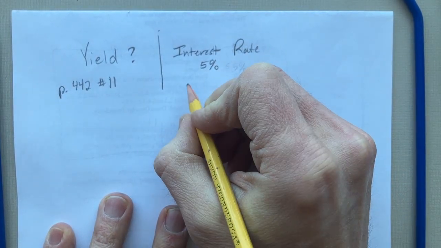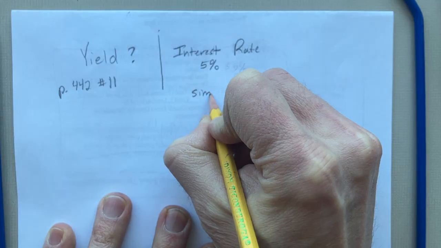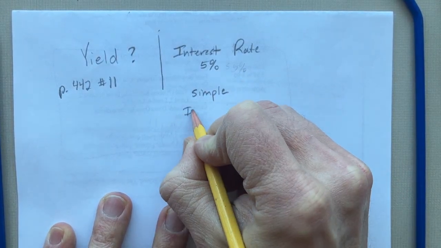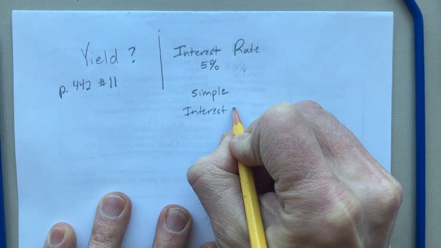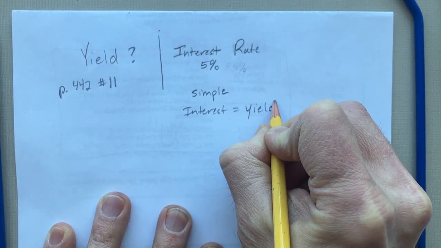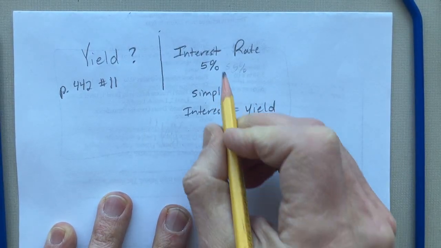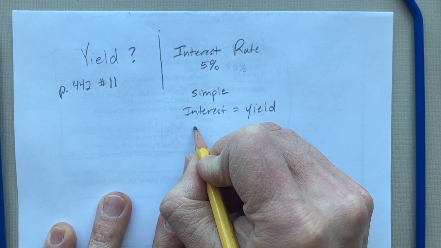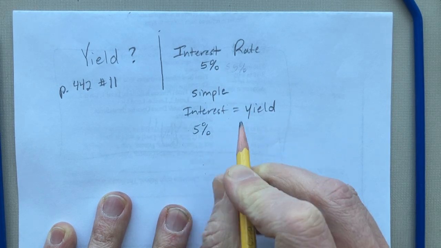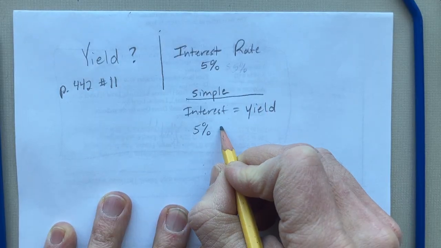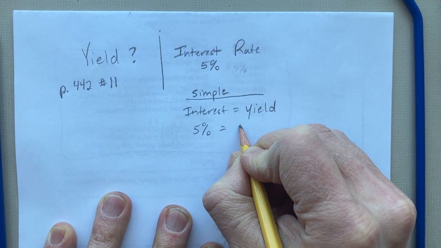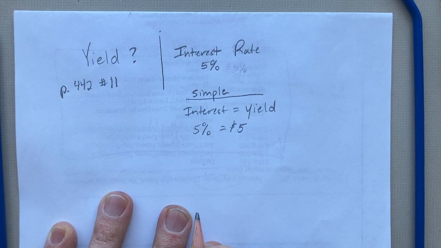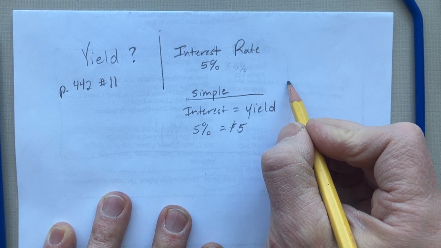When we have simple interest, the interest is exactly the same as the yield. I'll show you what I mean. Let's take $100, 5% of $100. So if our interest rate is 5% on a simple interest, we are going to get back $5. No more, no less, we'll get back $5 on the account.